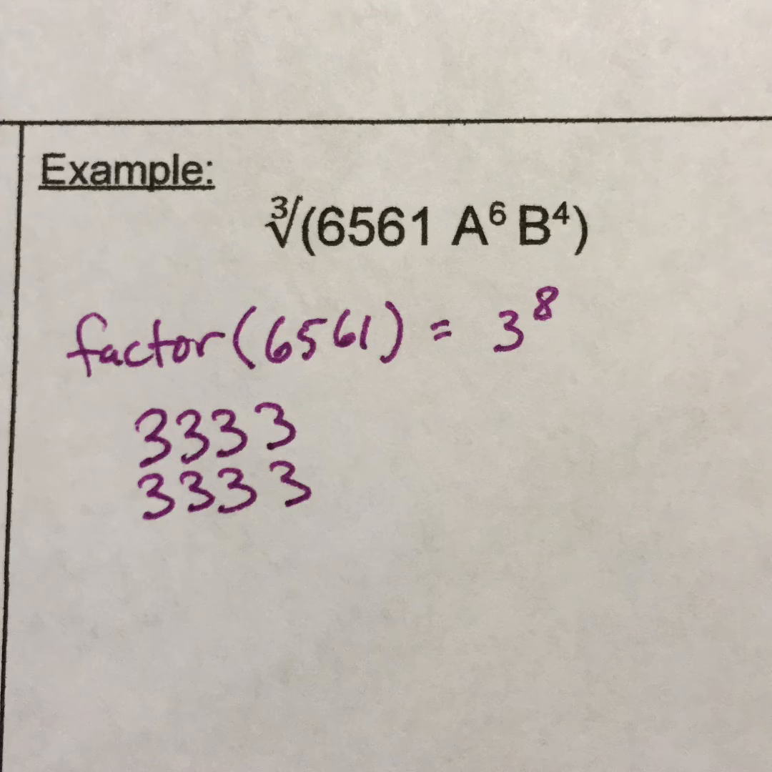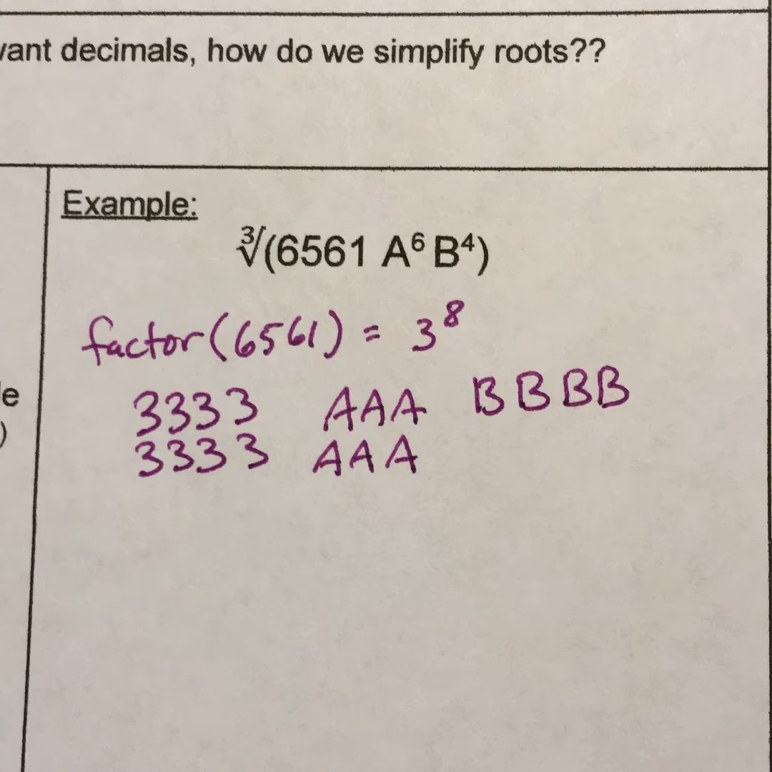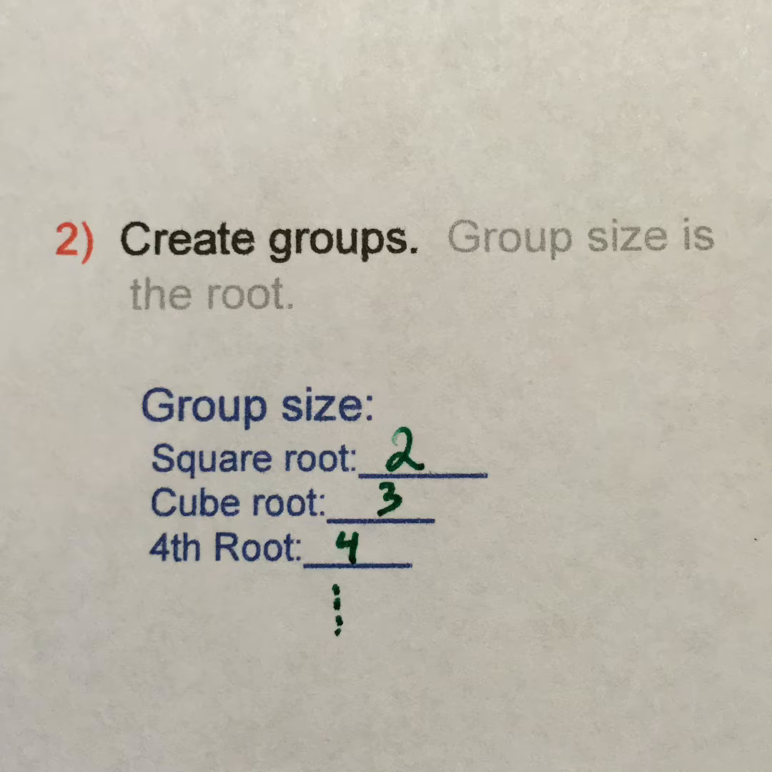Next, I will tackle my variables a and b, which will both be written as many times as their exponent indicates. So an a to the 6th will be written 6 times, and a b to the 4th will be written 4 times. So the end of step 1 looks like this. I have used a calculator to factor out 6561. That resulted in 8 threes. I have written out and expanded my variables, so I have 6 a's and 4 b's.